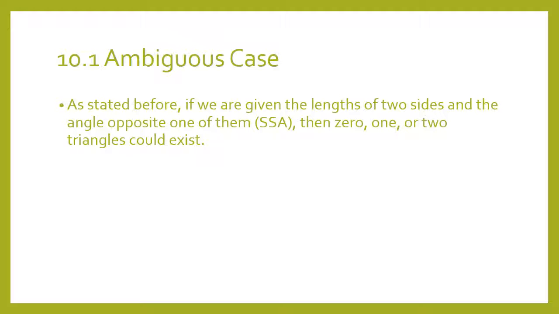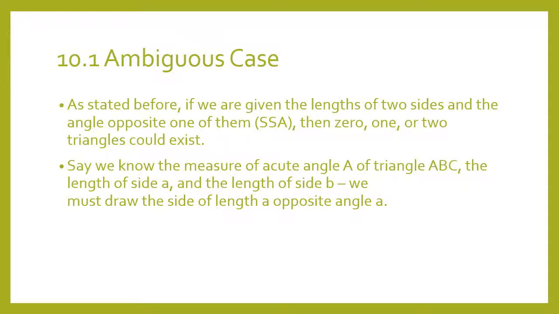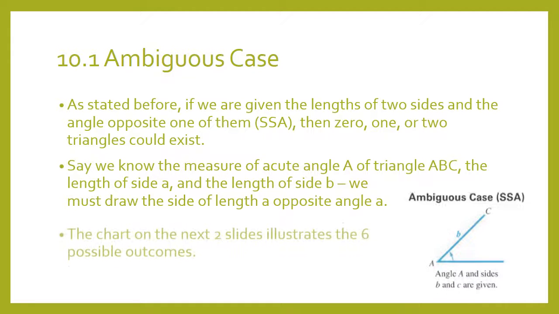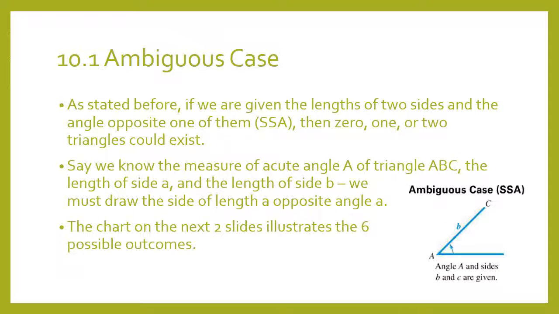Now let's talk about the ambiguous case. If we're given the lengths of two sides and the angle opposite to one of them, side-side-angle, then you can have either 0, 1, or 2 triangles formed. Let's say we know the measurement of acute angle A for triangle ABC, as you see here, and we know the length of side A, and we know the length of side B. So we got to draw in A, but we need to make it make a triangle here. We need to match it up so it makes a triangle.